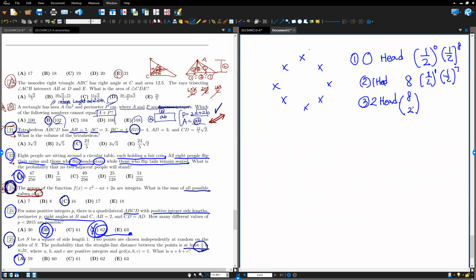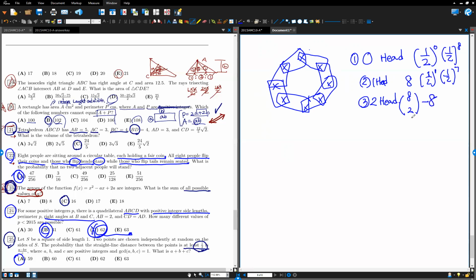But we choose what? Adjacent 2 heads. Take one. These 2 heads: 1, 2, 3, 4, 5, 6, 7, 8. All these 8 combinations are what? They are sitting next to each other, right? So we take up 8.